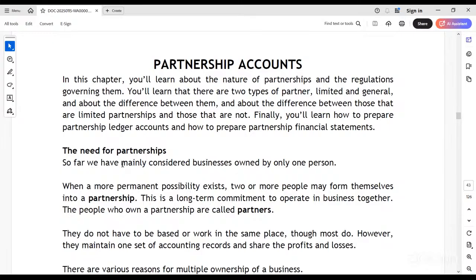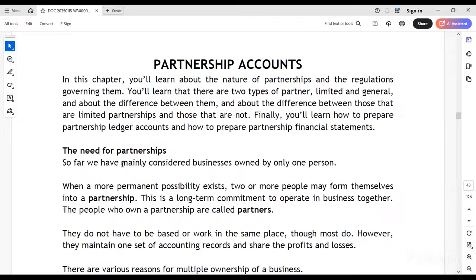In this chapter, you will learn about the nature of partnership accounts and the regulations governing them. You will learn that there are two types of partners, the limited and general partners. We are going to see the difference between them, and the difference between limited partnerships and non-limited partnerships.